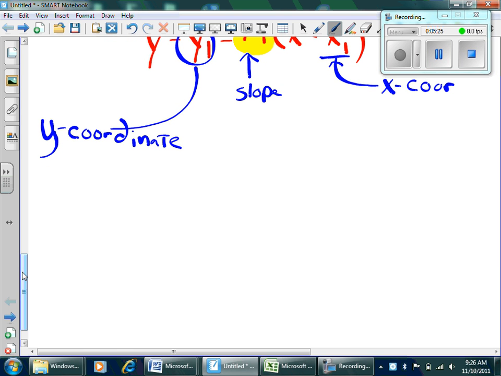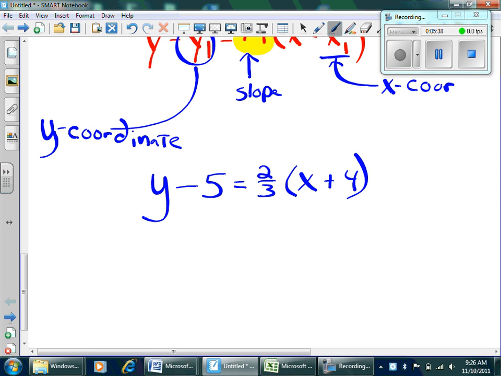Let's take a look at one. y minus 5 equals 2/3 times the quantity of x plus 4. Well, I know your hands are going up all over the place. That is, if you were in the classroom with me, you could all tell me the slope was 2/3. Not because it's the fraction, but because it's the number in front of the quantity over on the right-hand side. That's why it's the slope.